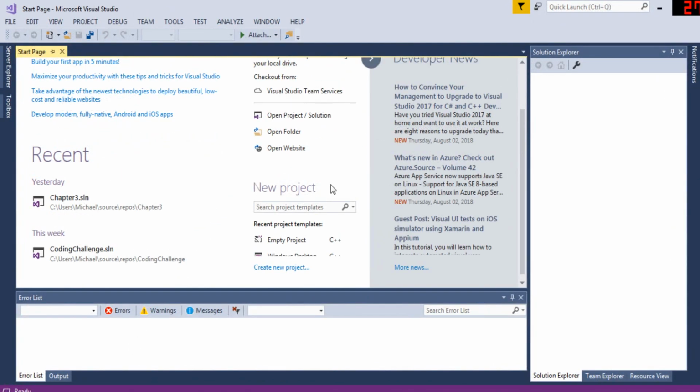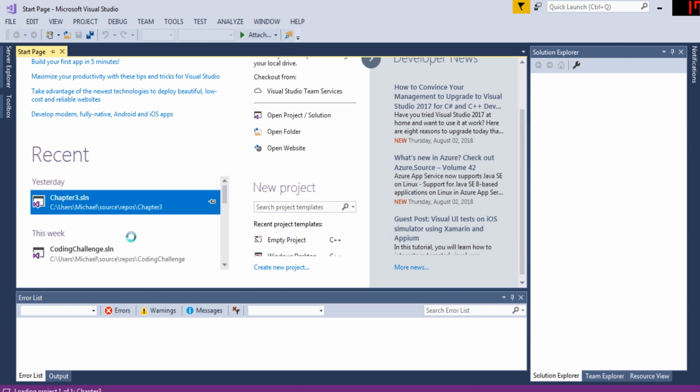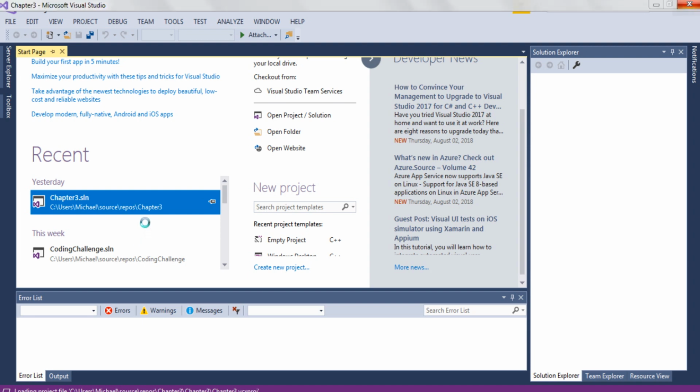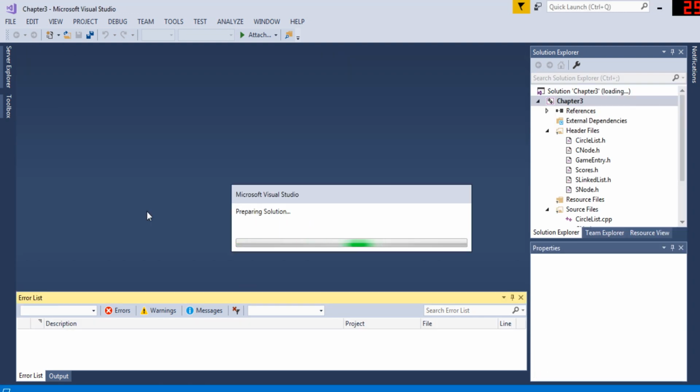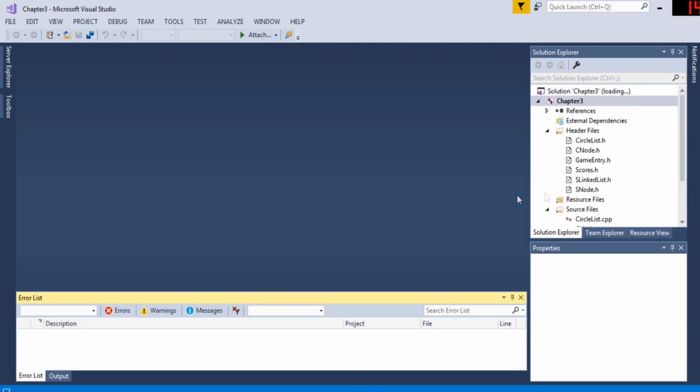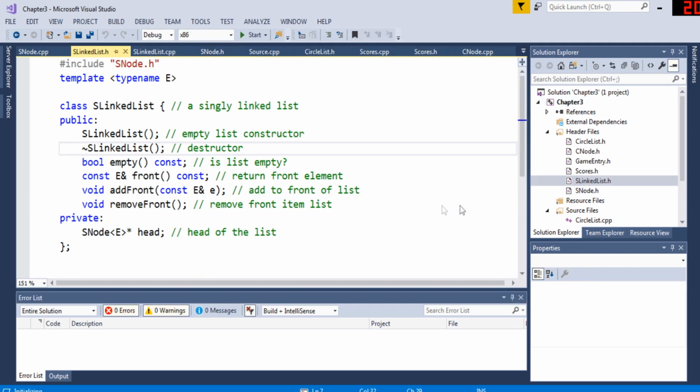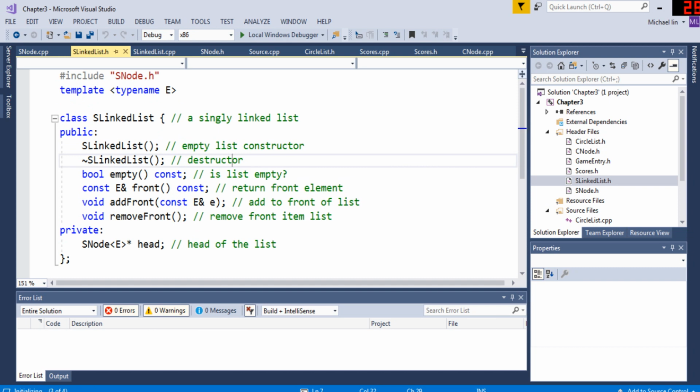So here I'm gonna show you the chapter 3 C++ problem for a singly linked list. It's just a generic singly linked list. I don't know why I keep getting these really bad debug errors. Okay, I'll just show you. This is the singly linked list header file that I have. It's just a generic linked list with a template.